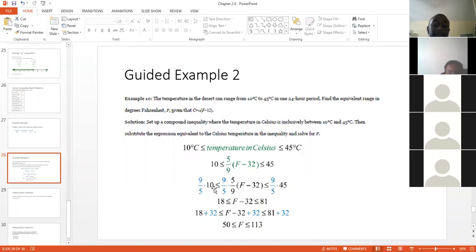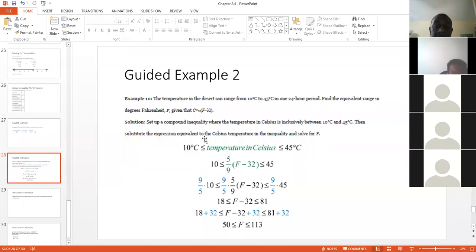9 over 5 times 10 is equal to 18. 9 over 5 times 45 is equal to 81. Because you got rid of the fraction, there's no more parentheses. The next step is to isolate the variable F. Whatever you do in the middle, you do to the right and the left. Addition property of inequality. So you add 32, the 32's cancel out. 81 plus 32 is 113, and 32 plus 18 is 50. So the temperature in the desert ranges from 50 to 113 degrees Fahrenheit.